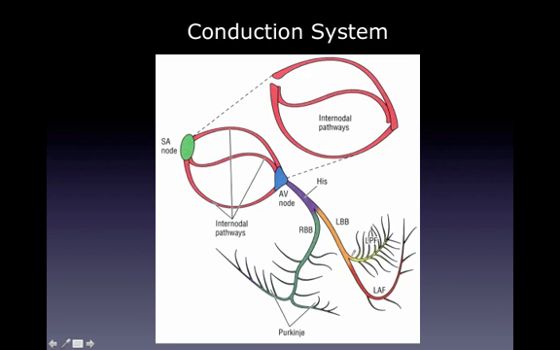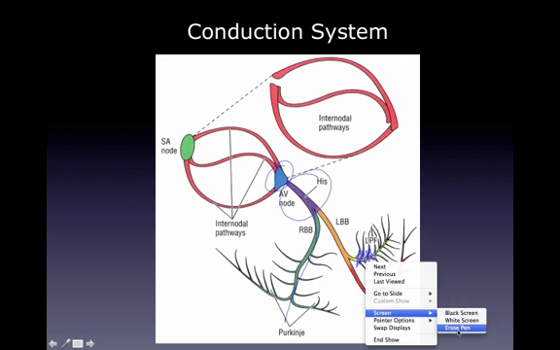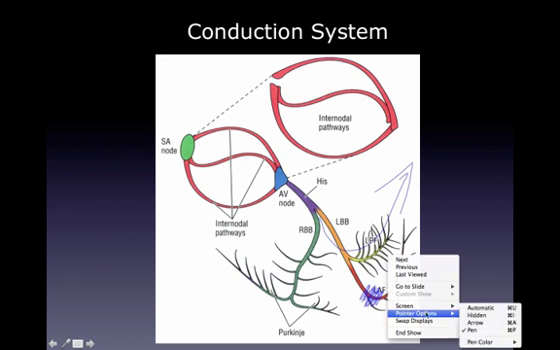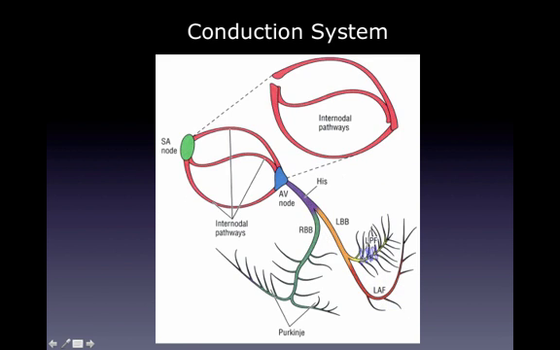This is the conduction system we've been talking about: the AV node, the bundle of His, the right bundle branch, and the left bundle branch. Now, a hemiblock is a block of one of the fascicles in the left bundle branch. So if I had a left anterior fascicular block, I would have a left axis deviation. If I had a left posterior block, then I would have a right axis deviation.